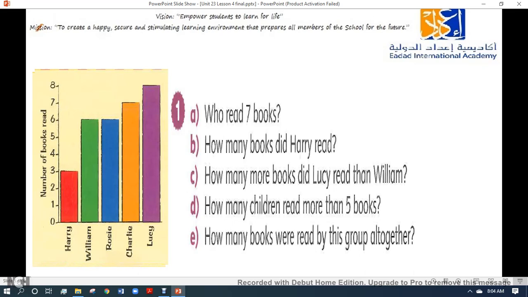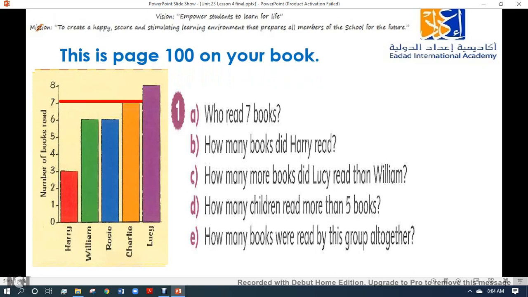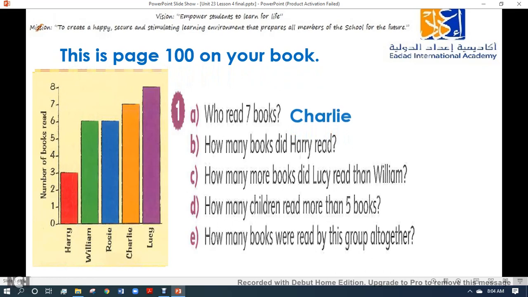Let's interpret who has read so many books. We can see in our bar graph that it's so easy. Lucy has read more books than anyone else in the group, and Harry has read the least. Now, who read 7 books? Alright, that is 7, that is Charlie, so Charlie read 7 books. Now, how many books did Harry read? Great job, he read 3 books.